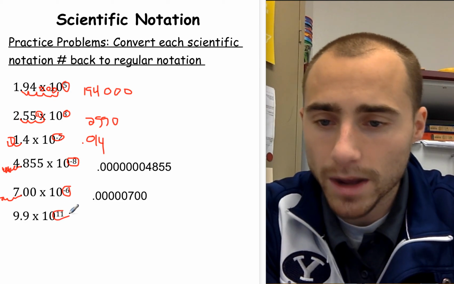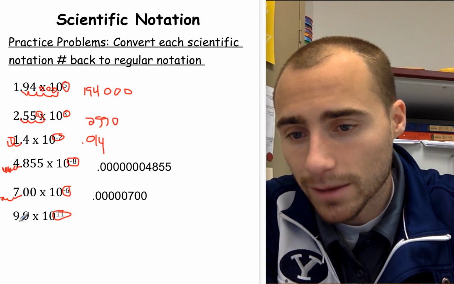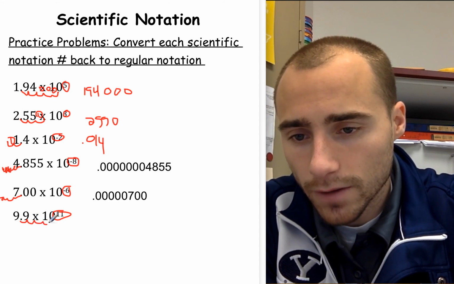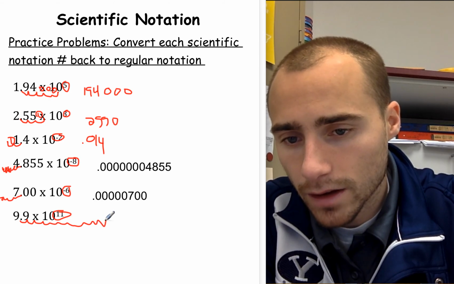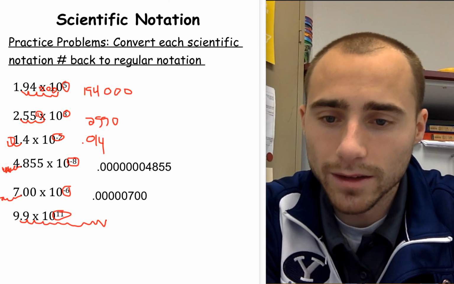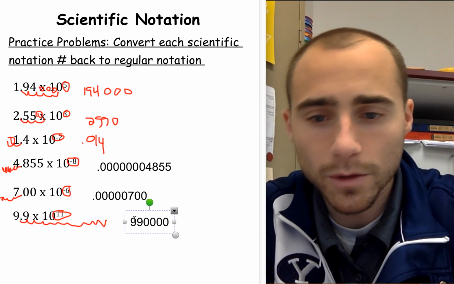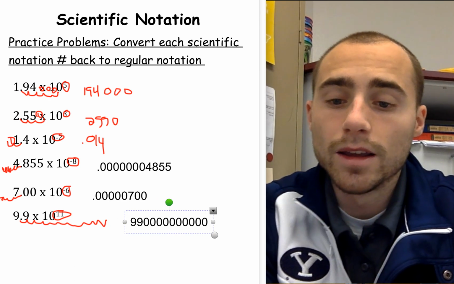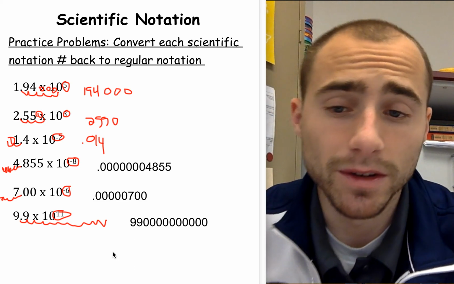And my last one, 11. It's a positive number, so I need my end number to be greater than 1. So I'm going to move this 11 times this way. 1, 2, 3, 4, 5, 6, 7, 8, 9, 10, 11. What that ends up being is a 1 and then 10 zeros afterwards. You can see that number ended up greater than 1, and that is because I had a positive exponent.